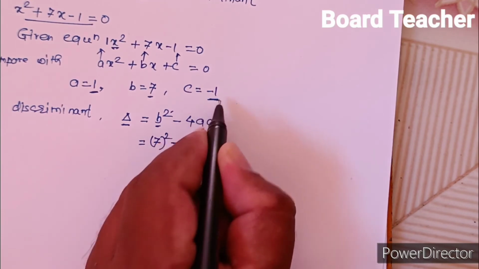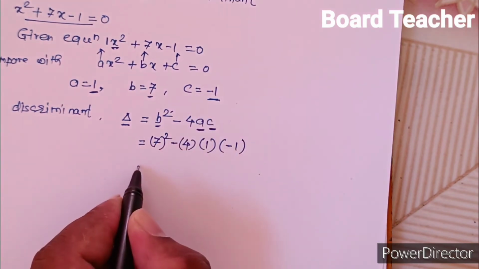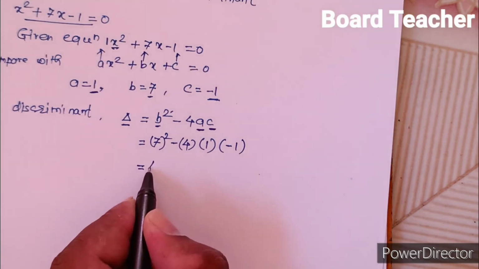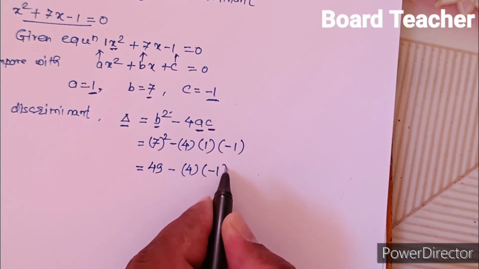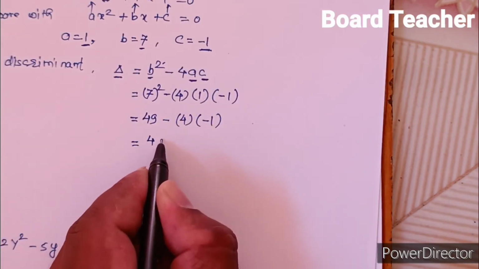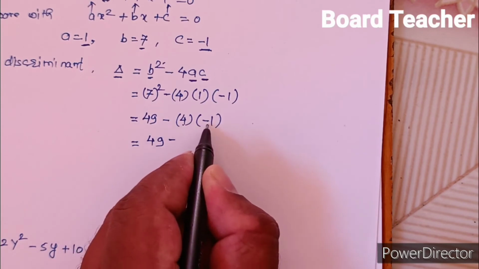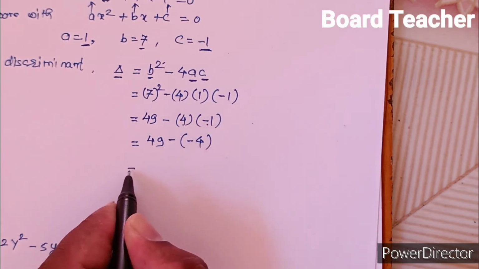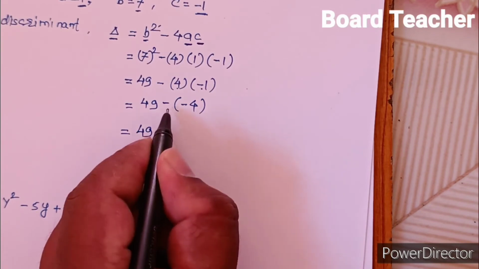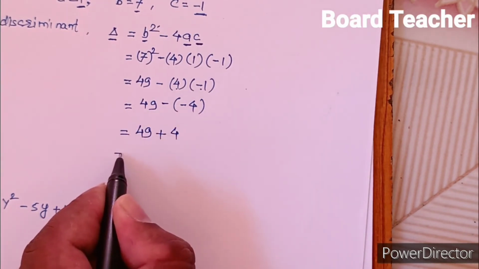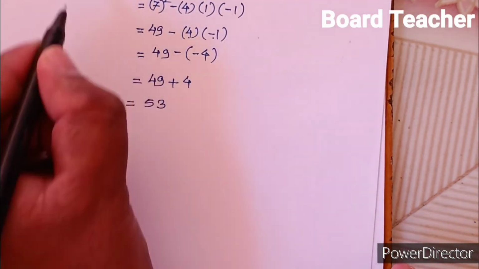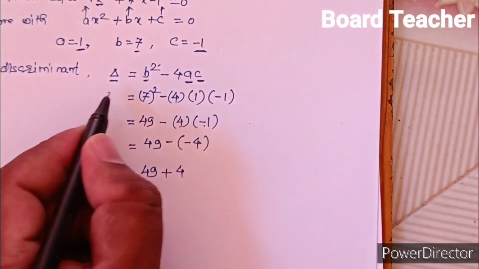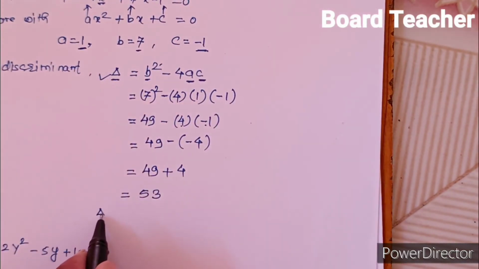Value of c we get minus 1, therefore put minus 1 here, equals to the square of 7, that is 49, minus 4 into 1, into minus 1. Now here 49 comes as it is, minus 4 into minus 1, that is minus of 4. Now equals to 49 minus minus, plus of 4, that is 49 plus 4, that is 53. We get the value of discriminant, that is 53. Therefore write down here delta equals to 53.